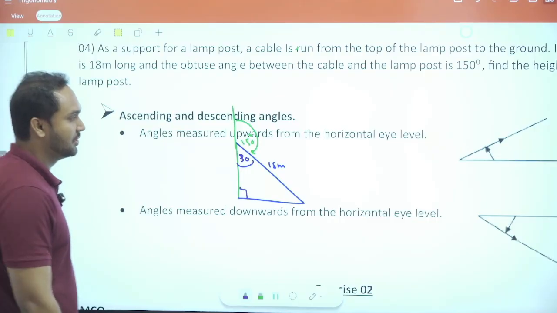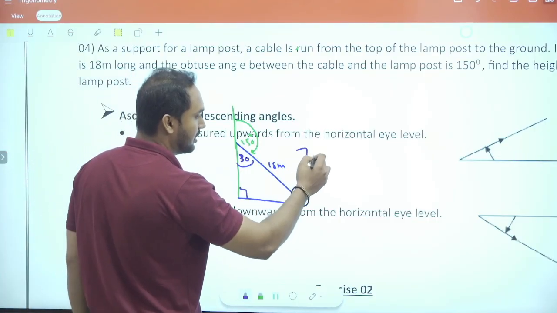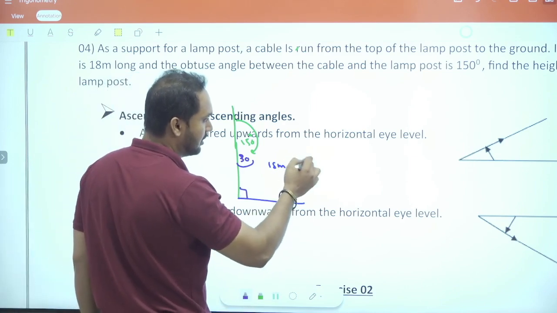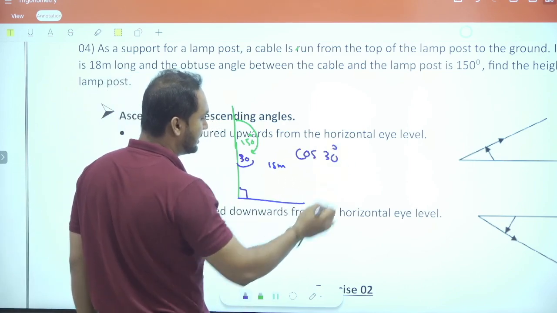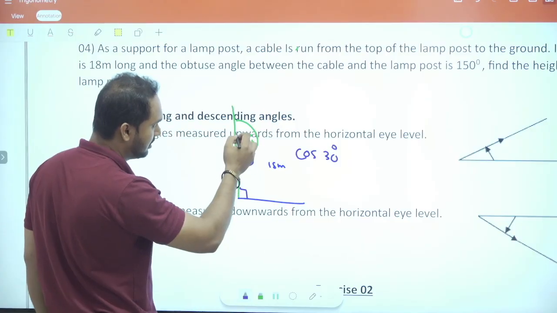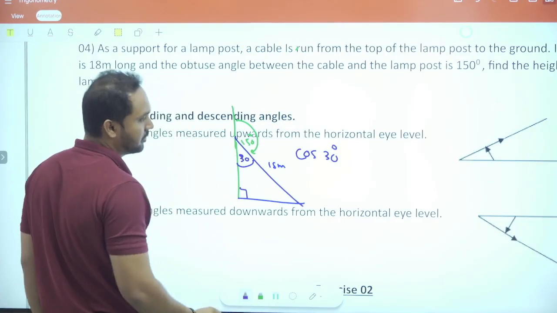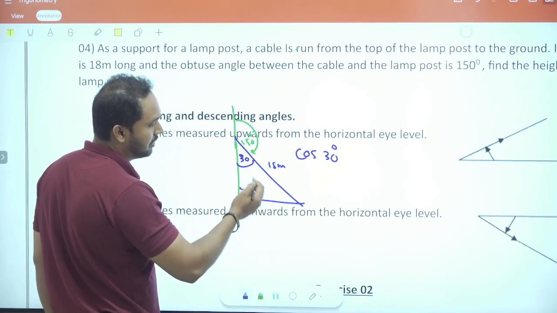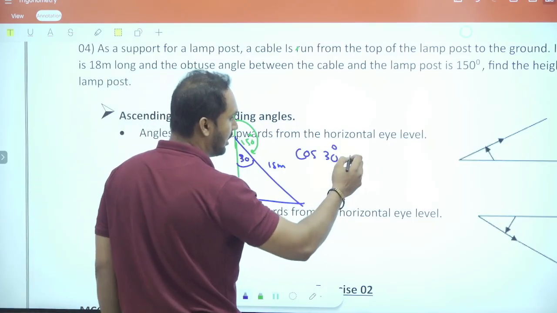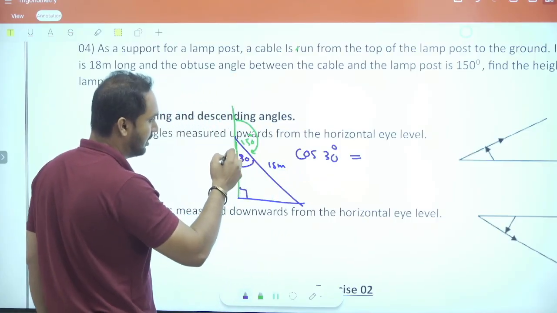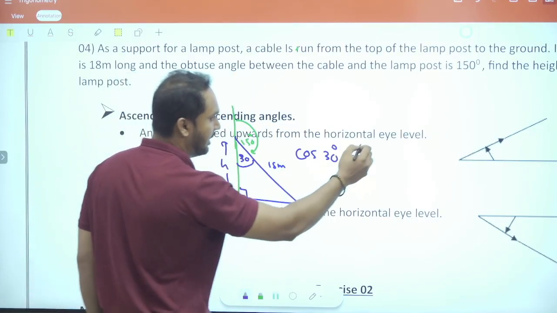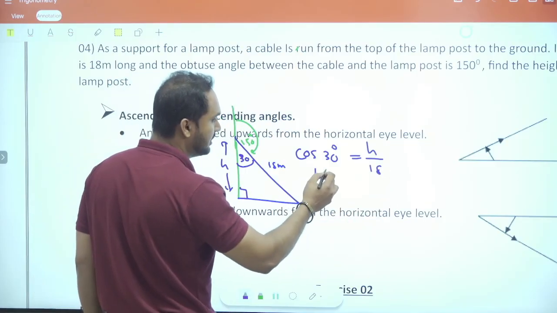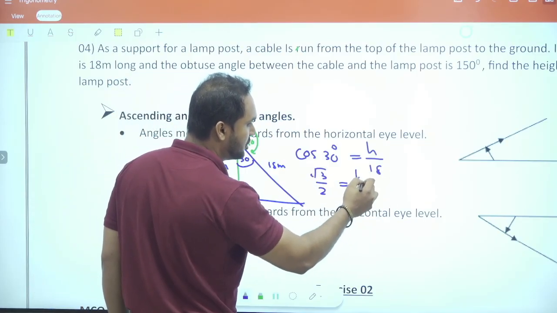Listen. Kid, so you put cos, right? Good. So cos 30. Cos 30 is what? Right, cos 30 you are applying. So cos 30 equals adjacent over hypotenuse, which is the height of the stamp post, h divided by 18, right? So cos 30 is root 3 over 2 equals h over 18.